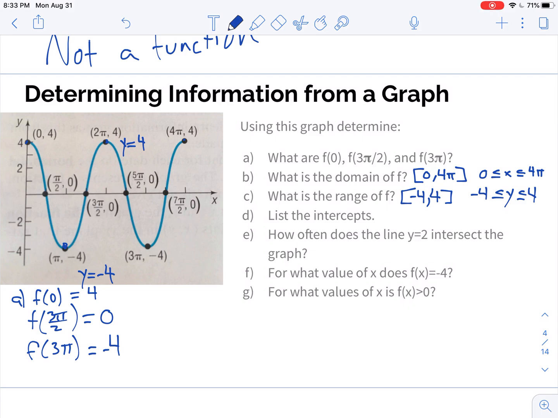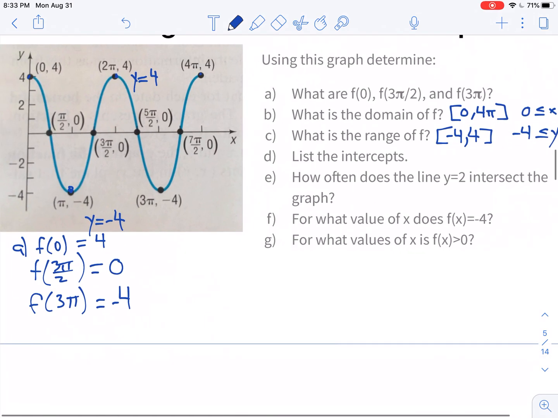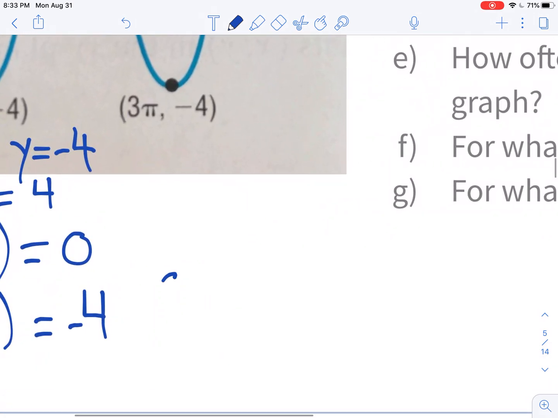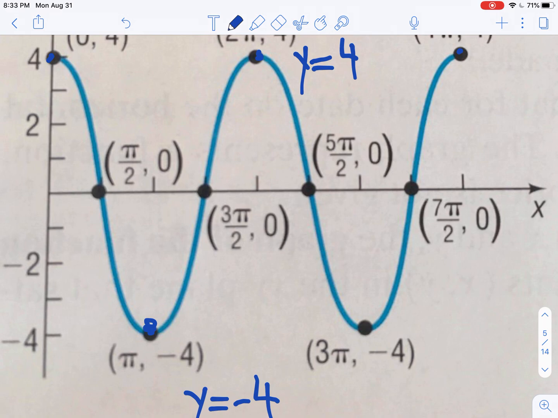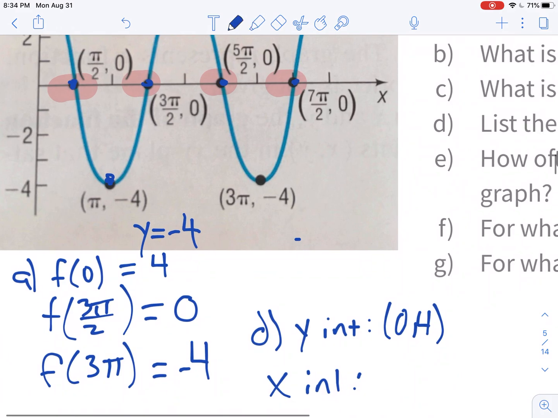Listing the intercepts. I'm going to do D over here to give myself some space. I've got a y-intercept at (0, 4), and a y-intercept is when x is 0. X-intercepts are where it crosses the x-axis. I've got 4 x-intercepts here: 1, 2, 3, 4. Everywhere where it crosses the x-axis is considered an x-intercept.